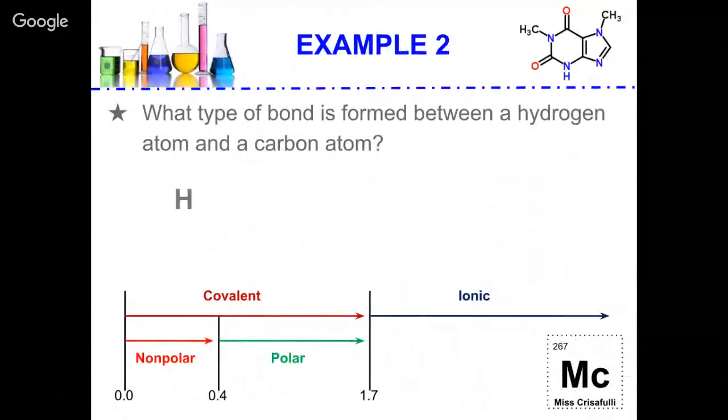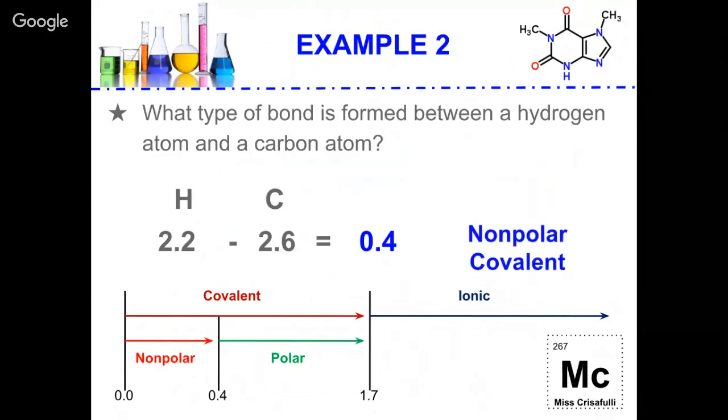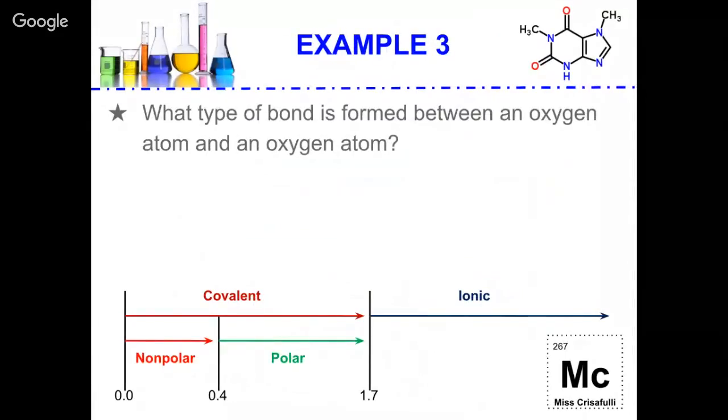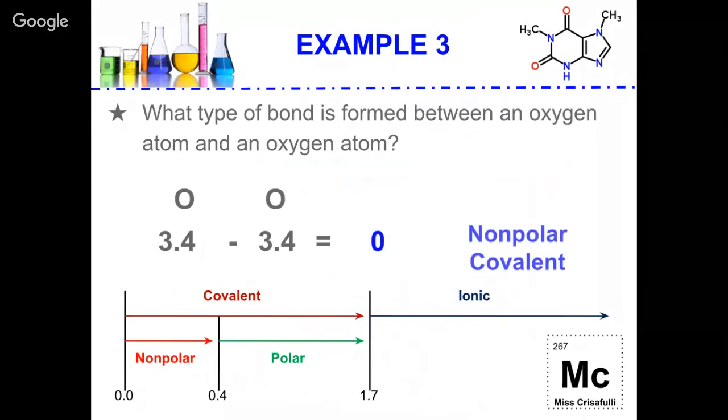What if we're looking at the difference between a hydrogen and a carbon atom? Hydrogen's electronegativity is 2.2. Carbon's electronegativity is 2.6, and that has an electronegativity difference of 0.4, so that is considered to be a nonpolar covalent bond. What about an oxygen and oxygen atom? We have 3.4 minus 3.4, and that's going to be 0, and we have a nonpolar covalent bond. Remember, what does nonpolar covalent bond mean? It means that we are going to be sharing those electrons between the two oxygens evenly.